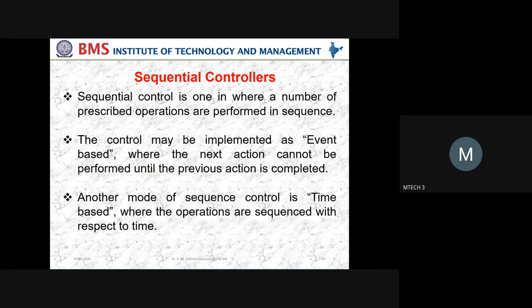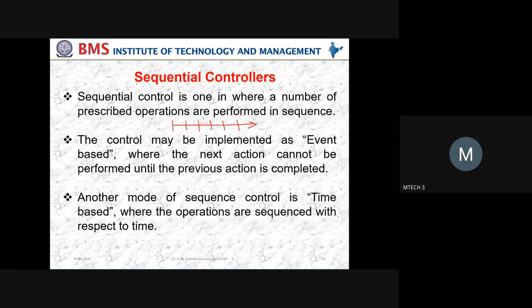Sequential control is the one where a number of prescribed operations are performed in sequence. That means, in order to complete the control operations, we will have a series of actions to be taken. These actions consist of many different operations, which are the lines that I am drawing. If I do all these operations, I complete my control program. Now how are you going to complete these operations?